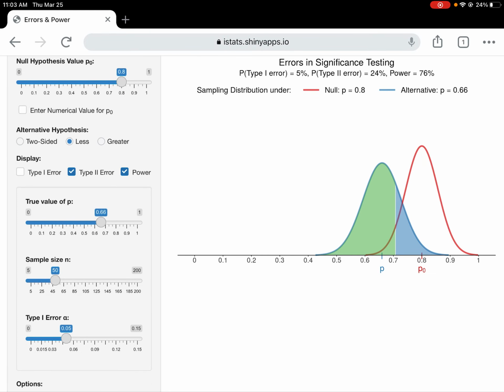How do we increase the power by moving the alpha? So what if we have a bigger alpha, let's say 0.10?